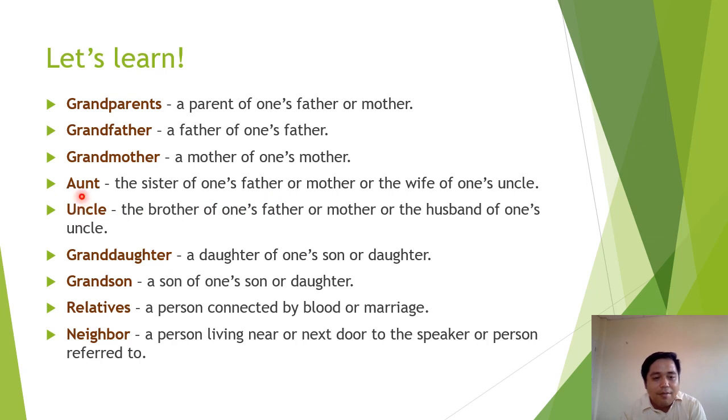Next we have aunt. Aunt is the sister of one's father or mother, or the wife of one's uncle. So if your father has siblings, or if your father has a sister, then she is your aunt. Next we have uncle. Who is he? Uncle is the brother of one's father or mother or the husband of one's aunt. So if your father has a brother, then he is your uncle.